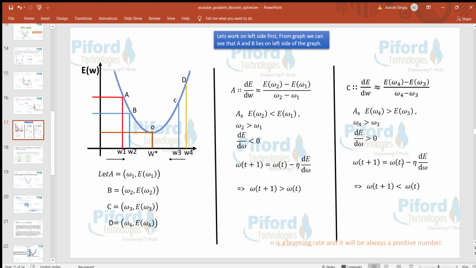That means we will reduce the value of W t plus 1. Over here we'll be adding a negative value, whereas over here we are adding a positive value, right? But on this side we are adding a negative value. Why? Because dE by dW is a positive value, and we have a negative sign over here. Positive and negative will become negative. That means we are going in the left direction, right?